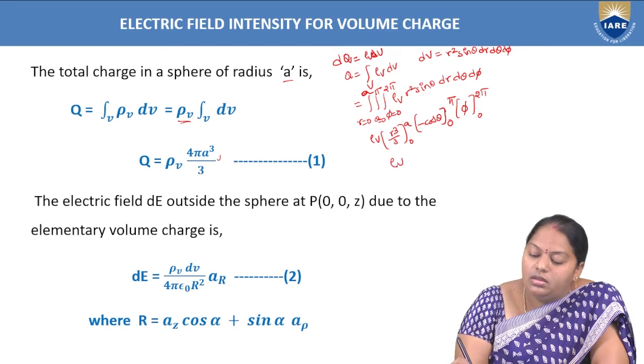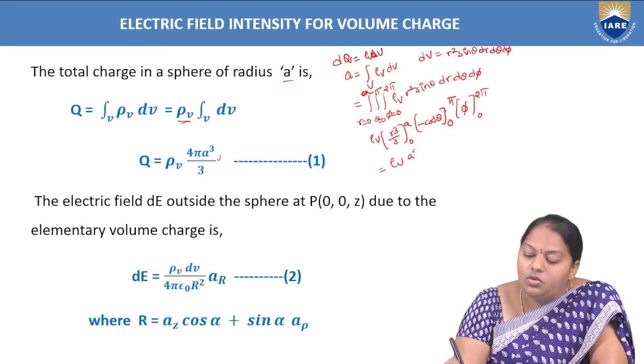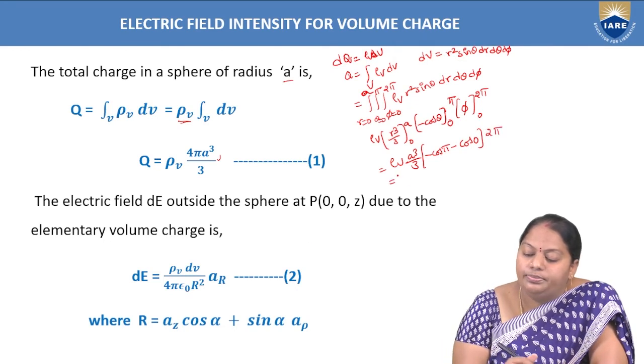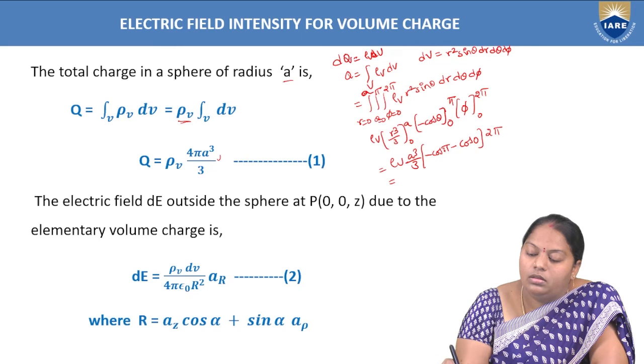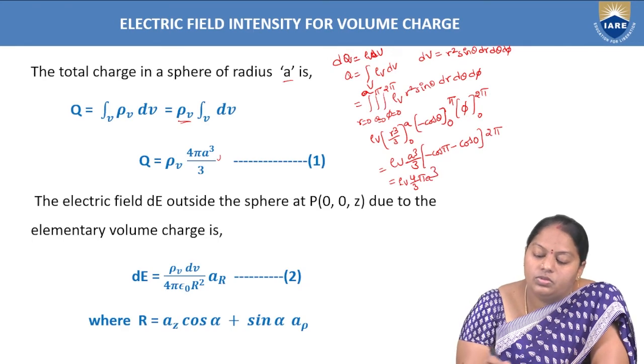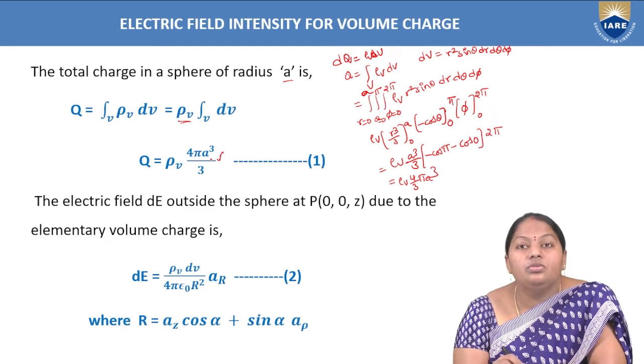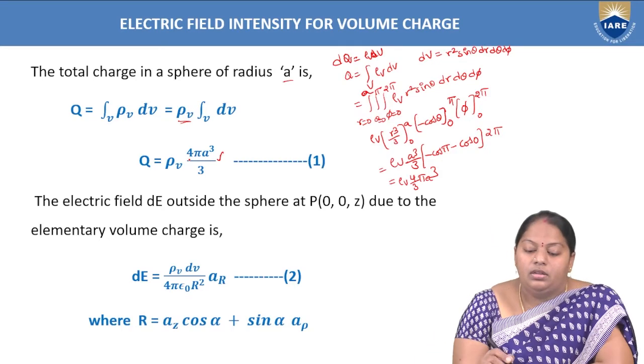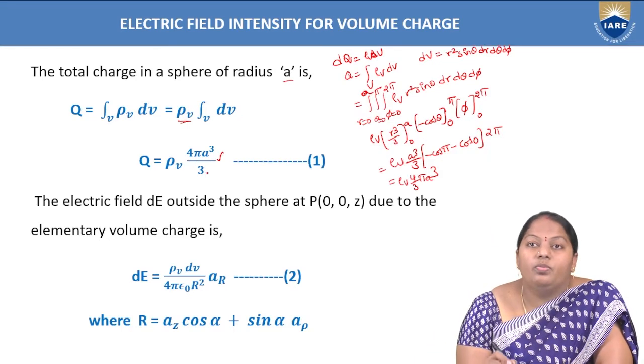Hence, rho v into a cube by 3, into, substituting pi and 0 for theta, minus cos pi minus minus cos 0, into 2 pi. If you simplify all of this, you get rho v into 4/3 pi a cube. So this is the way this equation has come, that is, q equals rho v integral v dv, and the result is 4 pi a cube by 3.